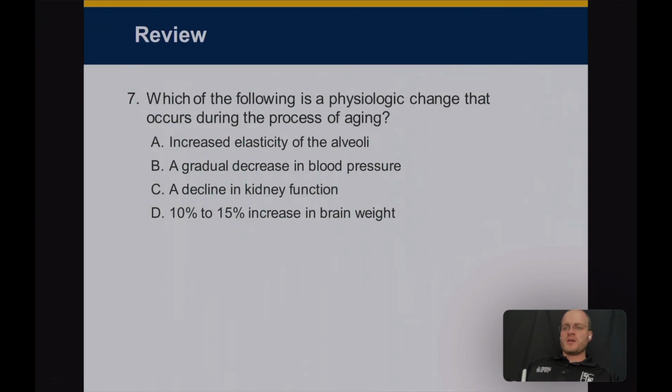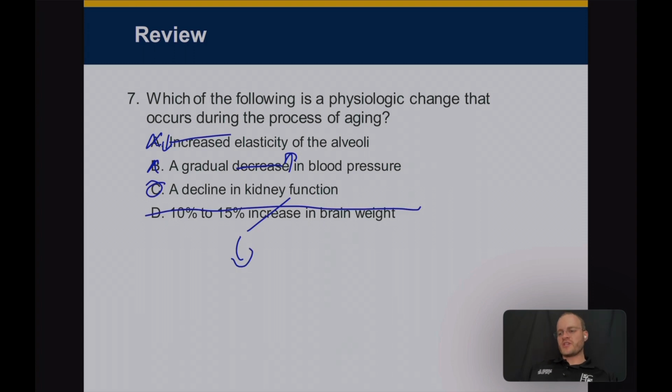Which of the following is a physiologic change that occurs during the process of aging? Okay. Increased elasticity? No, this would decrease. A gradual decrease? No, this increases. Blood pressure goes up as we age. A declining kidney function? Yes. A 10 to 15% increase in brain weight? No, it decreases. Again, it decreases. Okay. So C, final answer.